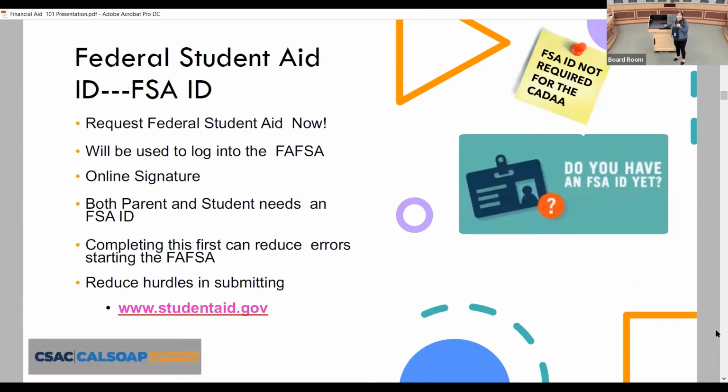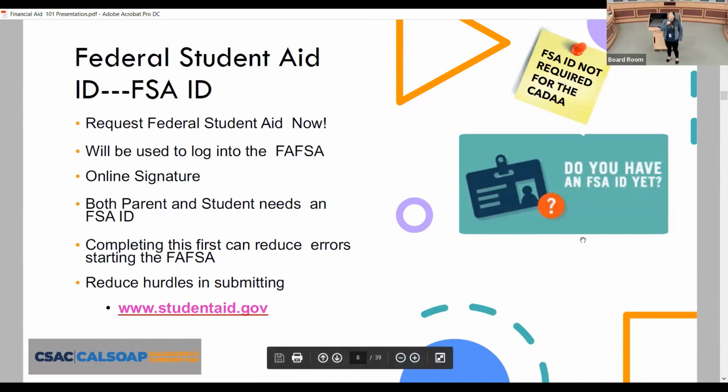Now it all starts, you guys, with this thing called an FSA ID. Your FSA ID is your username and password that you're going to use to log into your FAFSA, but also to sign your FAFSA. So a student needs a username and password, and one of the parents needs a username and password. Okay, so it takes about 10 minutes to create.